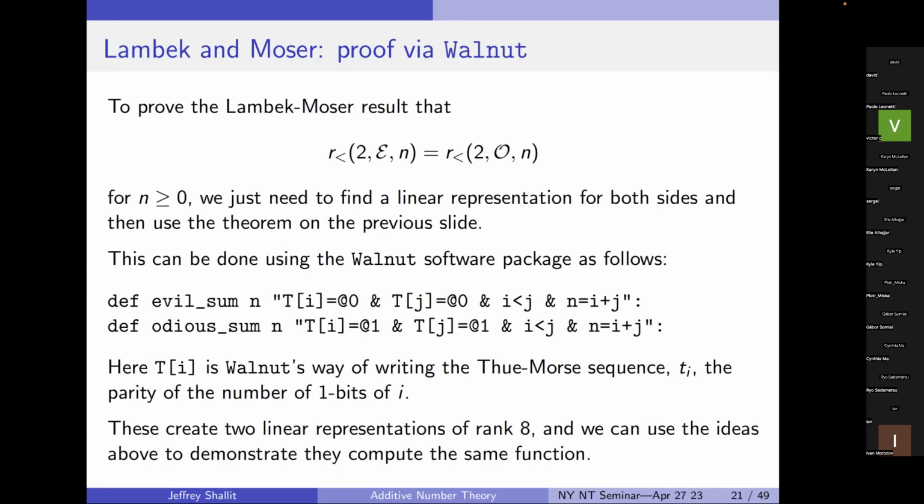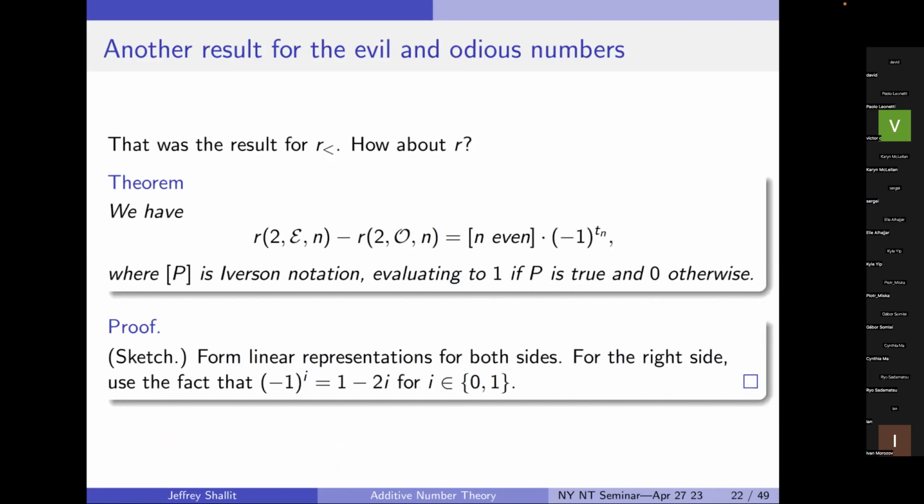And then all we need to see is that these compute the same function. So we run this minimization for the difference between these two, and it gives me back the zero representation. So that's the result. That's the proof of the Lambek-Moser. It's purely computational. You just type in the thing you want to do. You get back these linear representations. You run it through some Maple code, and it says they're the same. Okay, that was a result for r less than.